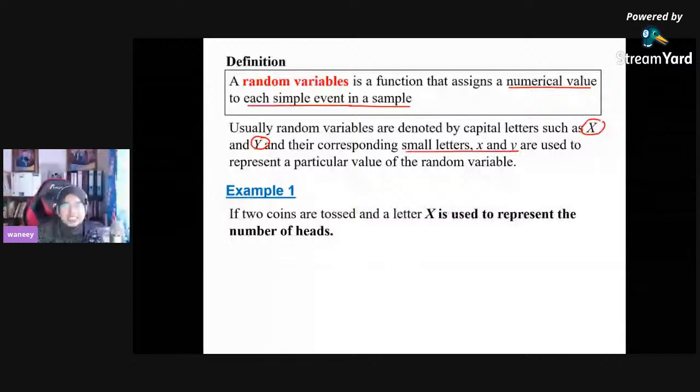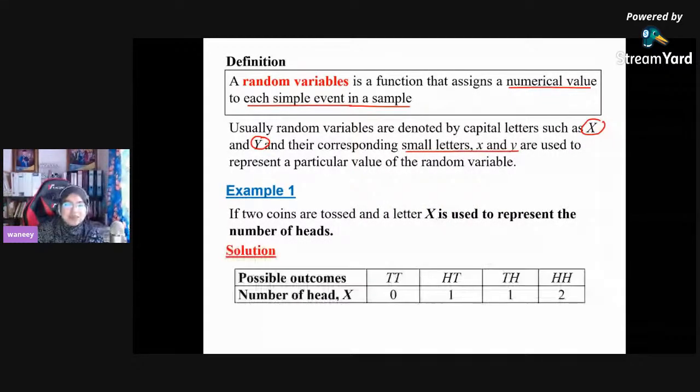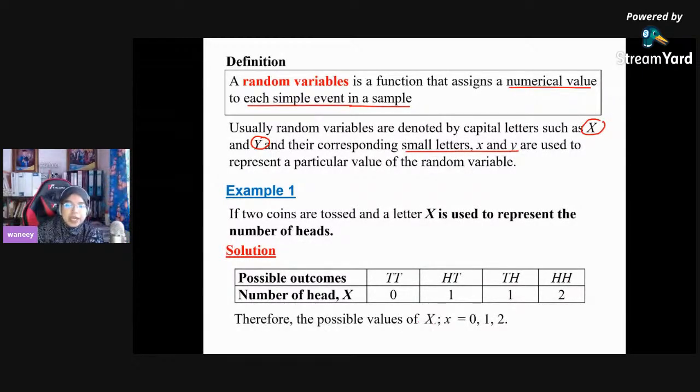Okay, so example 1, 2 coins are tossed and the letter X is used to represent the number of heads. So the possible outcomes are TT, HT, TH, and HH. So X is the random variable where X is the number of heads. In TT, we have 0 heads. In HT, we have 1 head. In TH, we have only 1 head. In HH, we have 2 heads. Therefore, the possible values of x, so X is the random variable and small x is the particular value for that random variable, is either 0, 1, or 2.